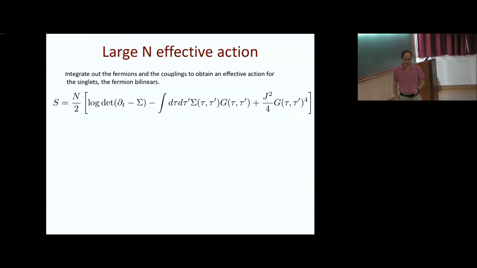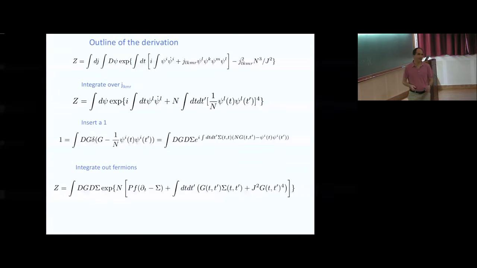Now, one nice thing about this model is that you can integrate out the fermions and obtain an effective action for these Green's functions. More precisely, you can start from the original path integral of the fermions and rewrite it as a path integral over fields sigma and G, which are functions of two times. And the classical solutions of this action will be the actual correlators. So let me just outline very quickly how that derivation is done.